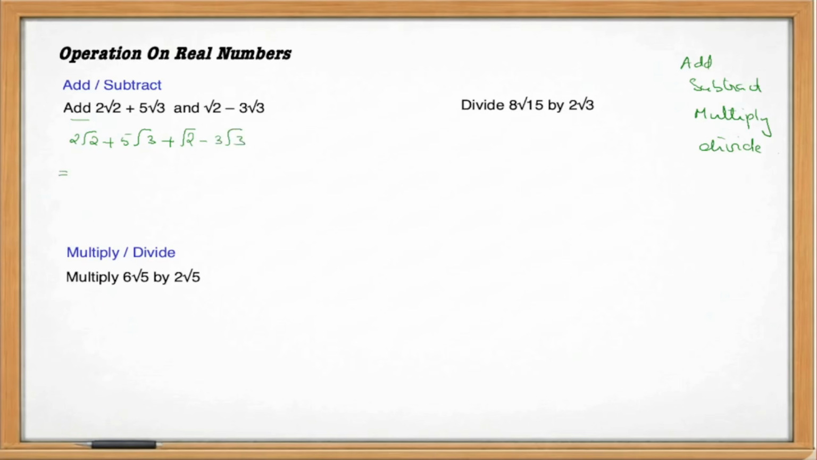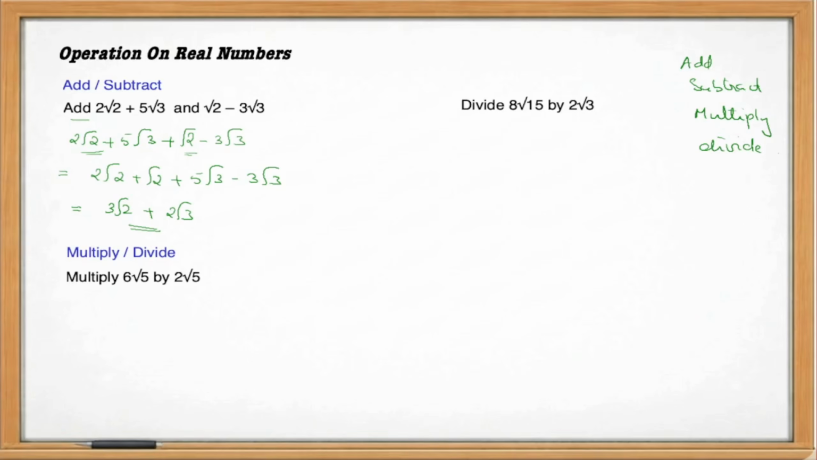One very important step is that we can only add with the same root. So we are just arranging it correctly: 2 root 2 plus root 2 plus 5 root 3 minus 3 root 3. Now, 2 root 2 plus root 2 means 3 root 2, plus 5 root 3 minus 3 root 3 is 2 root 3. So this is how we add.